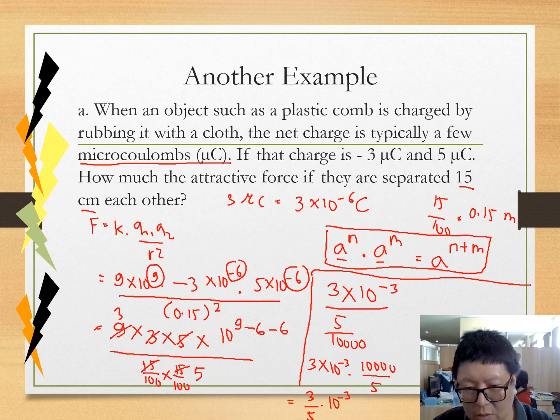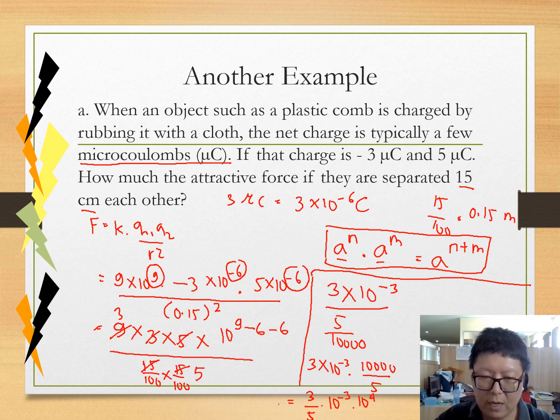So the answer is 3 per 5 times 10 to the power of negative 3. I change this into 10 to the power of 4, because there are 4 zeros: 1, 2, 3, 4. So the final answer: 3 over 5 is 0.6, times 10, so the answer is 6 newtons.